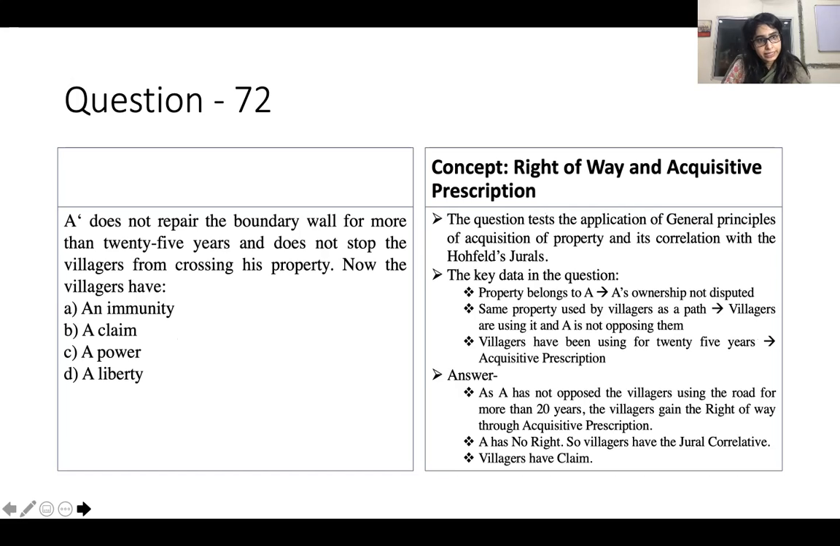Okay, so the key data in the question is that the property belongs to A, that we know, right? So A's ownership is not disputed here. The same property is used by the villagers as a path. So the villagers are using it and he is not opposing them. Villagers have been using it for 25 years, which means now they can claim their right on that land because of acquisitive prescription. Okay, so what will be the answer? As A has not opposed the villagers using the road for more than 20 years, the villagers gain the right of way through acquisitive prescription. A has no right. So the villagers have the jural correlative. So the villagers have a claim here.